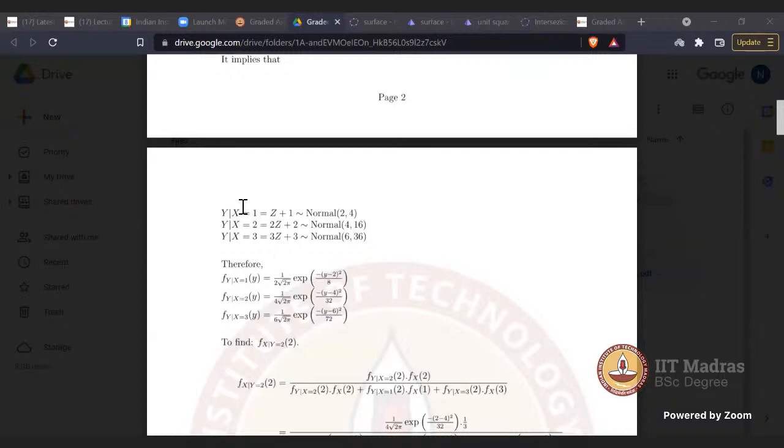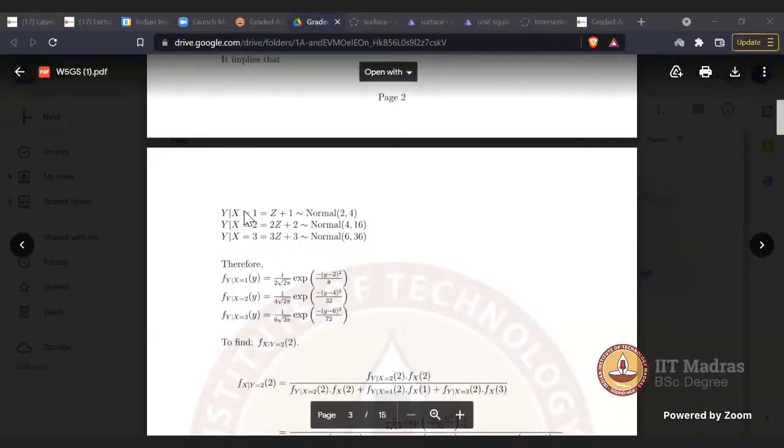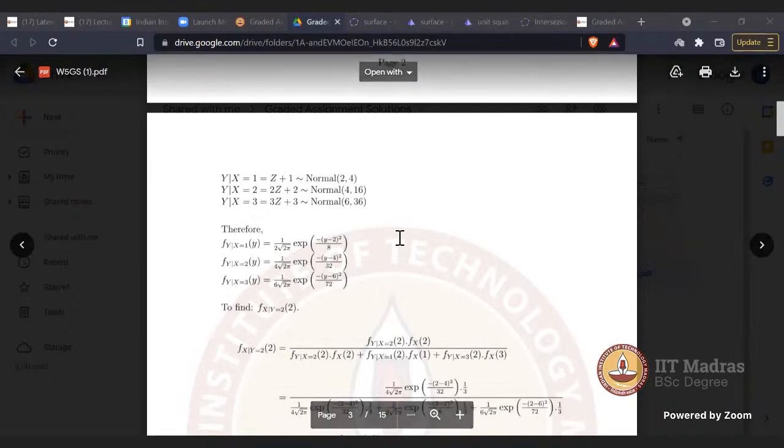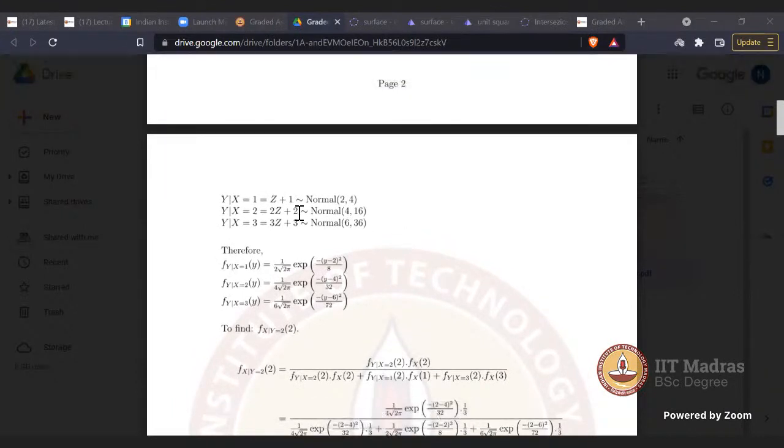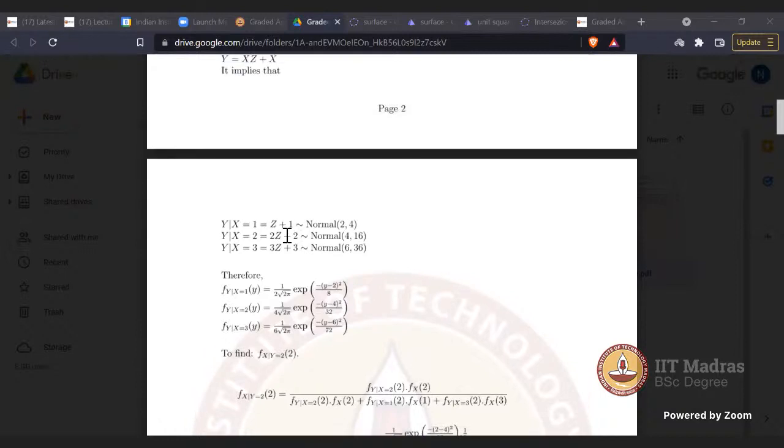Now you have the distribution for all of them: Y given X equals 1, Y given X equals 2, and Y given X equals 3. Here my mu is 4, because the expectation of 2Z plus 2 is 2 times the expectation of Z, plus 2. So 2 times 2 plus 2.